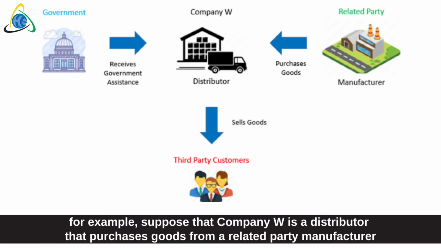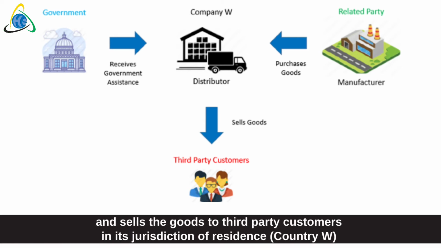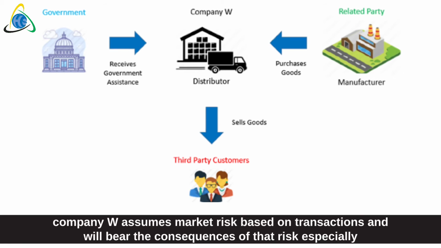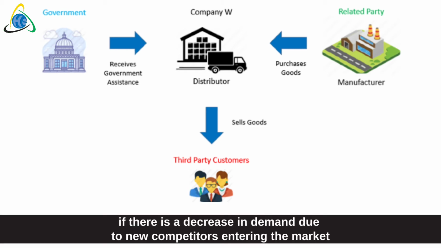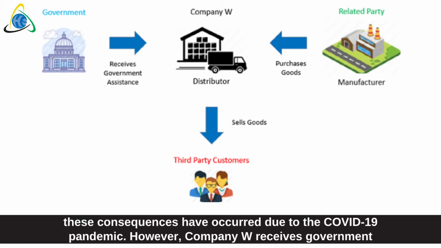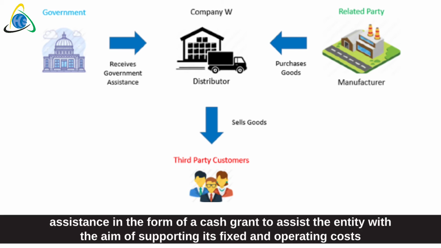For example, suppose that Company W is a distributor that purchases goods from a related party manufacturer and sells the goods to third-party customers in its jurisdiction of residence. Company W assumes market risk based on transactions and will bear the consequences of that risk, especially if there is a decrease in demand due to new competitors entering the market. These consequences have occurred due to the COVID-19 pandemic. However, Company W receives government assistance in the form of a cash grant to assist the entity with the aim of supporting its fixed and operating costs.